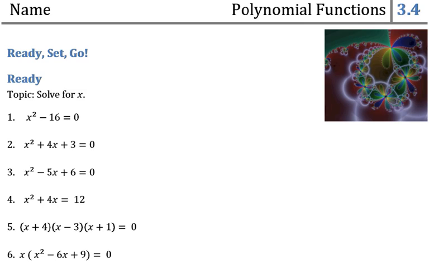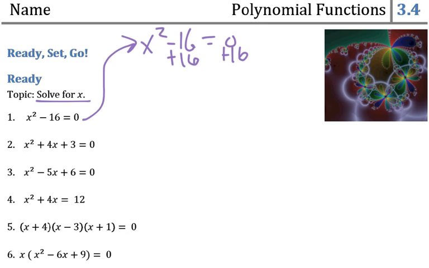Here we go on Polynomial Functions 3.4. So these first ones, we're just doing some review from last year, solving for x. So, x squared minus 16 equals 0. First thing we want to do is get that x by itself. So we get x squared equals 16.